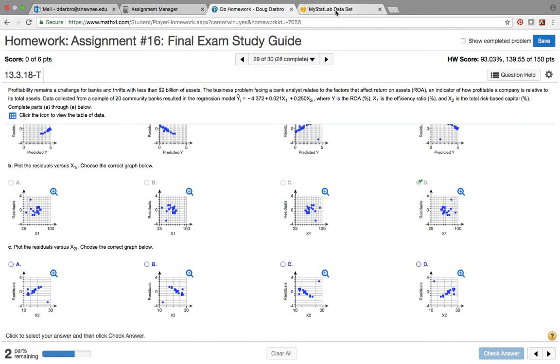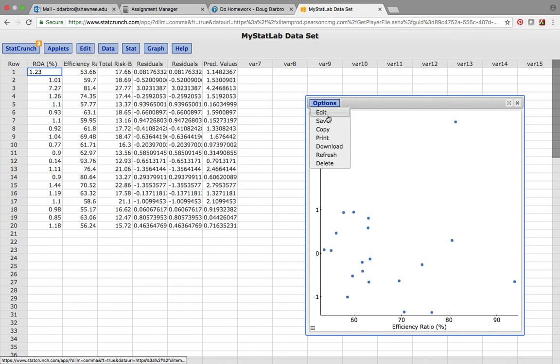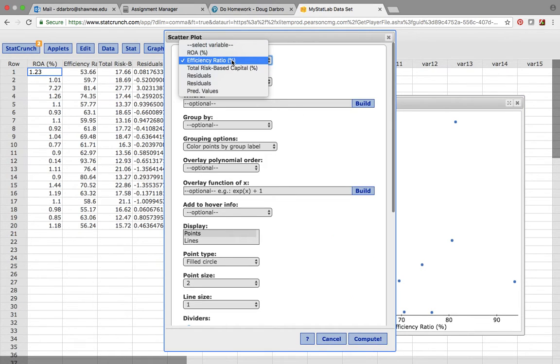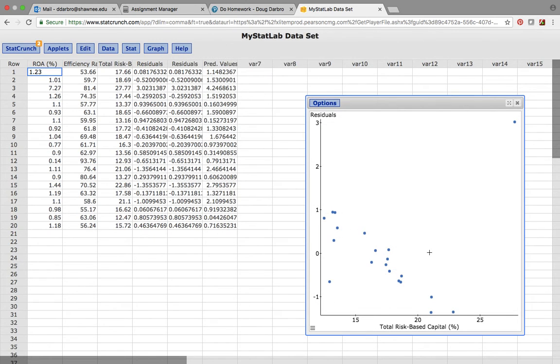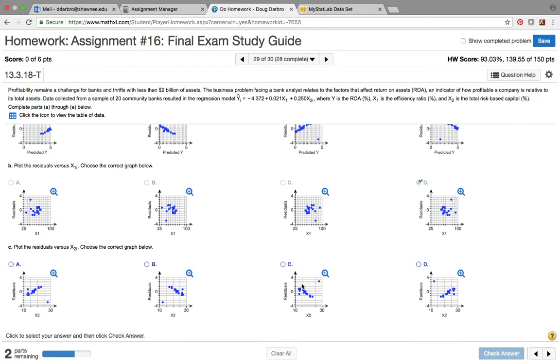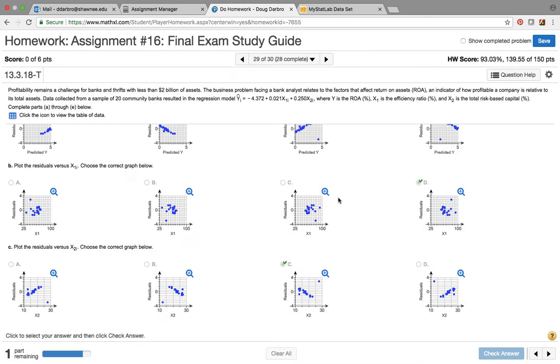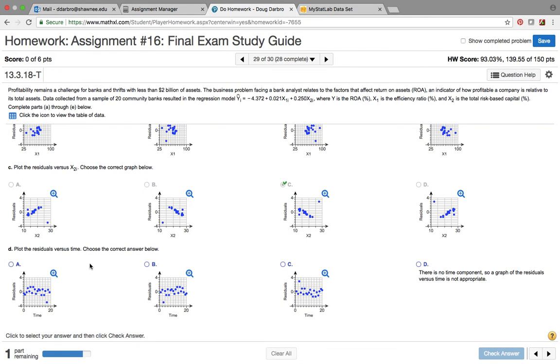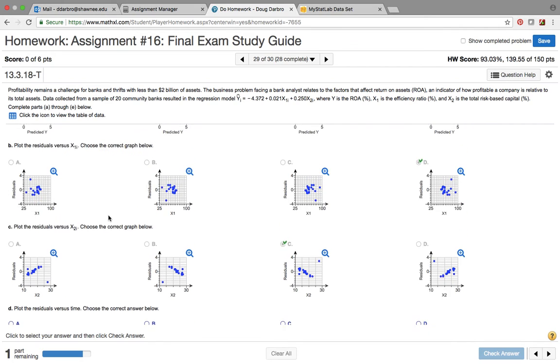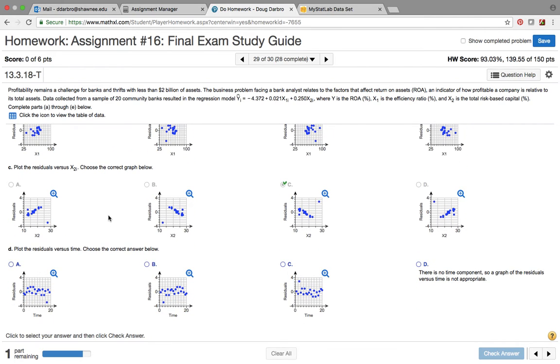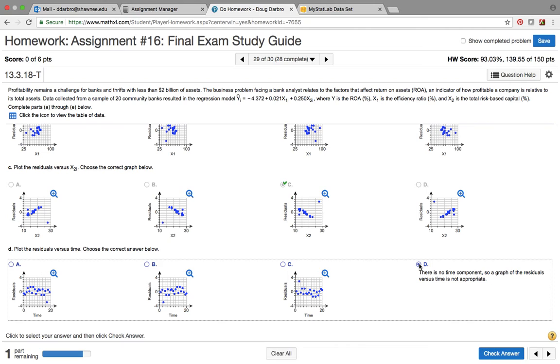Plot the residuals versus x2. Okay, so we have a very similar to the first time. So again, I'm looking for that lone dot up here that kind of defines the scatter plot. Plot the residuals versus time. There's no time component.